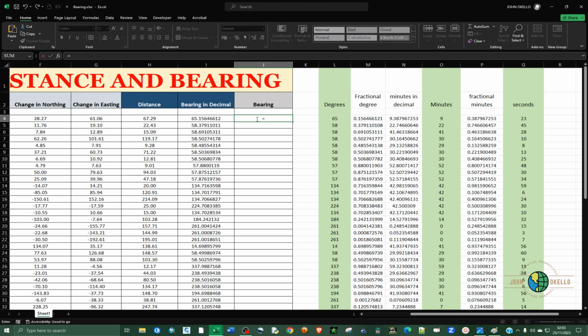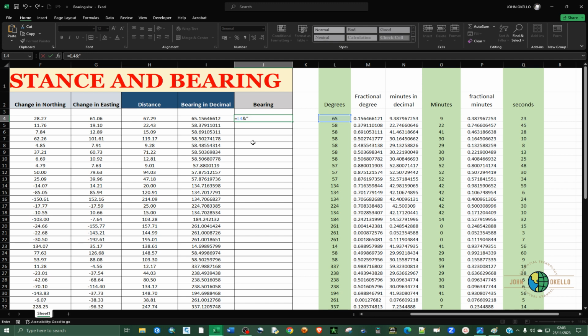So that is equals to degrees, and then ampersand. That ampersand is for joining, and then opening double quote, and then we are going to type in the degree symbol. So the combination key is: press down Alt, do not release, type 0176 and release. You can see now we have the degree symbol.